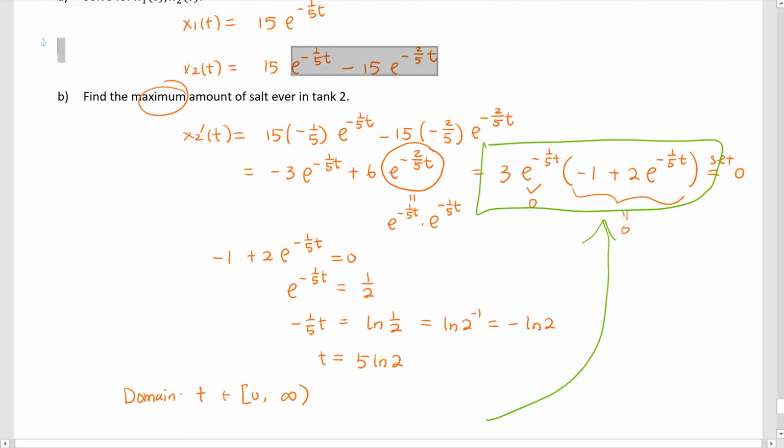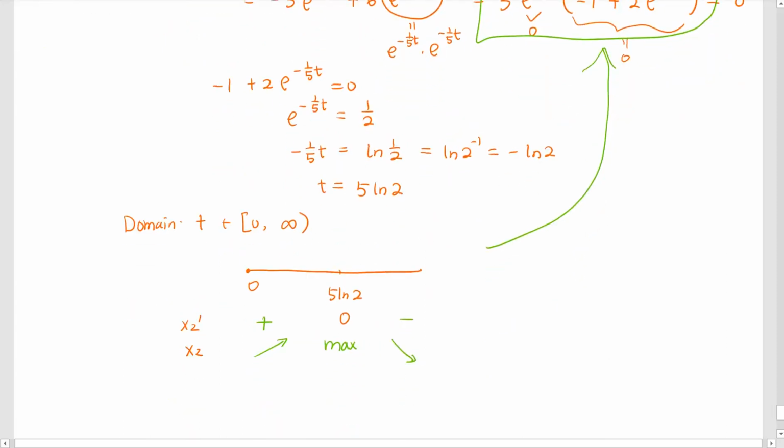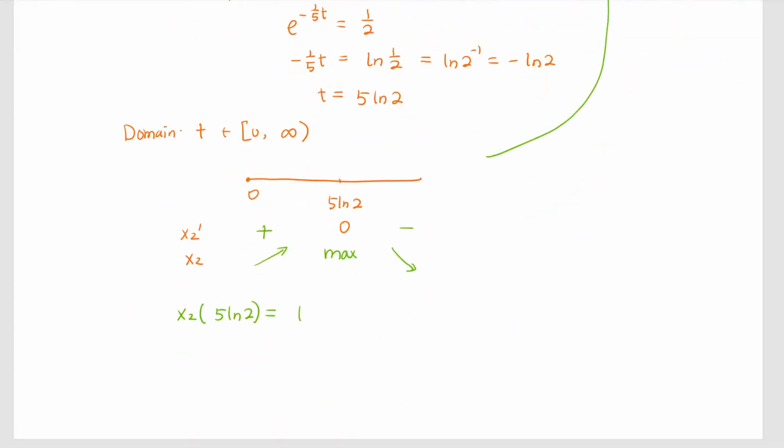Okay, so let me see whether I can copy it. So, okay, maybe I don't need to. So 15 e to the minus 1/5 t, where t is 5 ln of 2, minus 15 e to the minus 2/5 t, where t is 5 ln of 2. Let's see what that is.